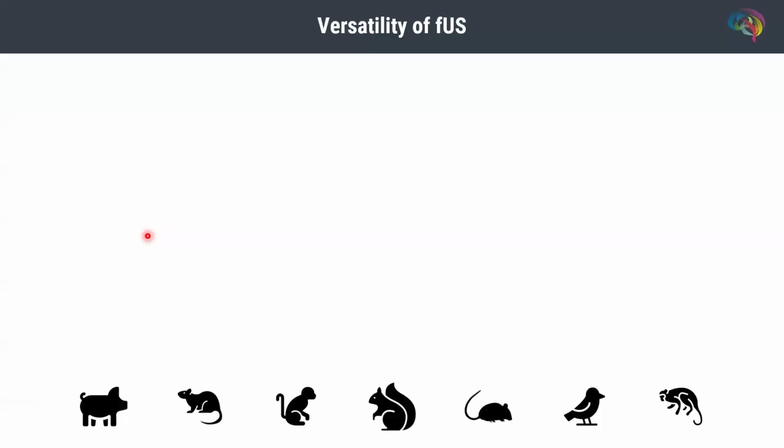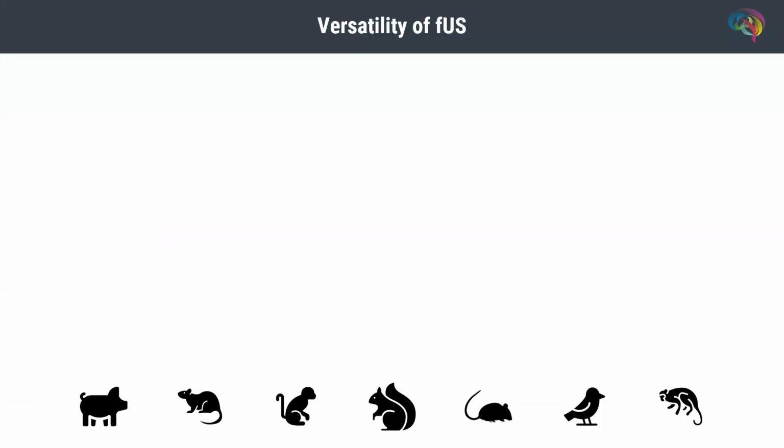Of course, talking about functional ultrasound, we also have to talk about its versatility. Indeed, as you can see at the bottom of this slide, it can be used across several different animal species, not only rodents like mice and rats, but also in different animals like non-human primates, birds, and bigger animals like pigs and sheep, but also a variety of experimental setups.